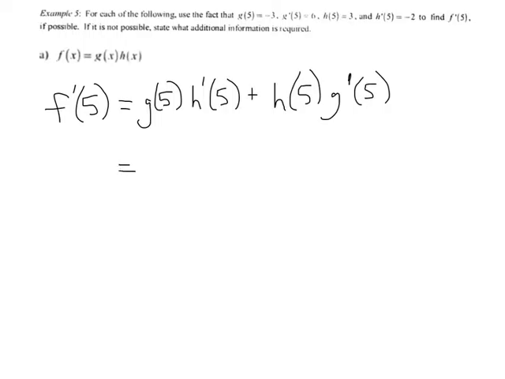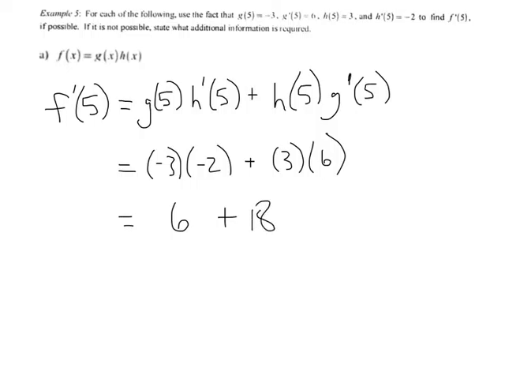And then if we go into our list of stuff up here, they're telling us what a lot of these things are. G of 5 right here is negative 3. So we're going to have a negative 3 times h prime of 5 is negative 2. H of 5 is 3. And g prime of 5 is 6. So we go through that, we get 6 plus 18, or an answer of 24. Okay, that one is done.